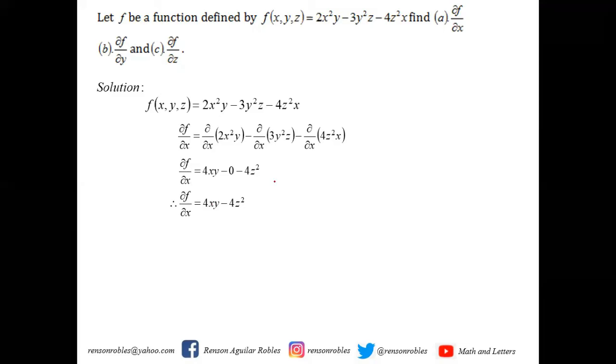And then for the partial derivative of f with respect to y, we shall only look for the terms containing y. So we have the first term and the second term. So we shall have 2x squared is constant, and then you differentiate y, that's 1, minus 3z is constant, and then you differentiate y squared, and that will give you 2y. So we shall have 2x squared minus 3 times 2, that's 6, and then you copy yz. So that's 2x squared minus 6yz.